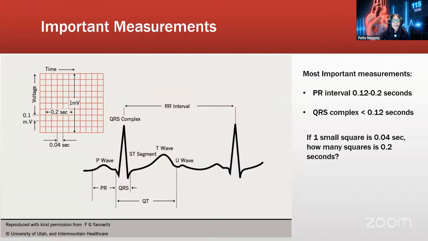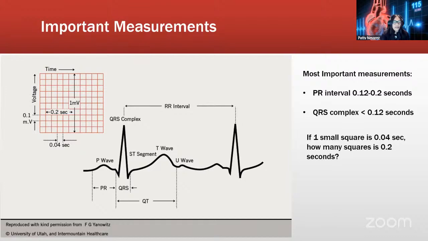Therefore, we have a couple of questions here. We did talk about this little tiny square, and this is a large square, and within the large square, oh wait a minute, this is not a small square. One tiny square is going to be 0.04 seconds. Therefore, how many squares is 0.2 seconds?